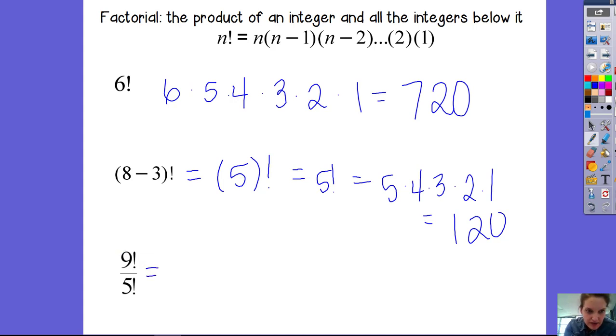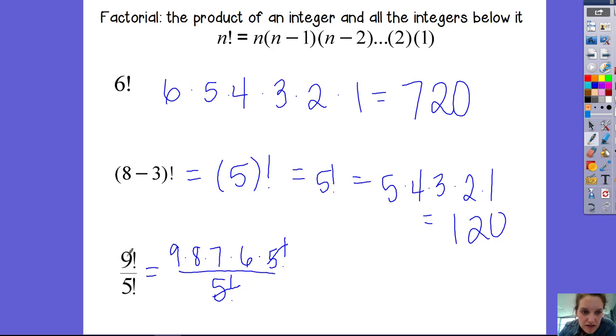So let's say we had 9 factorial. I'm going to start expanding that. 9 factorial will be 9 times 8 times 7 times 6 times 5 times 4 times 3 times 2 times 1. Well, really, isn't 5 times 4 times 3 times 2 times 1 just 5 factorial? I don't have to keep expanding out 5 times 4 times 3 times 2 times 1 because what do I have in the denominator? I have 5 factorial. So now I don't have to expand out that 5 factorial because it's just going to cancel out with the 5 factorial in the denominator.